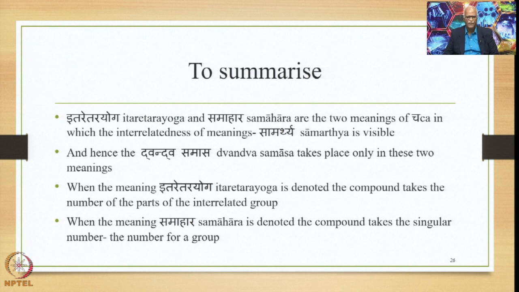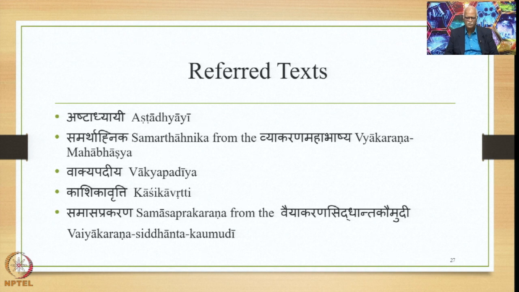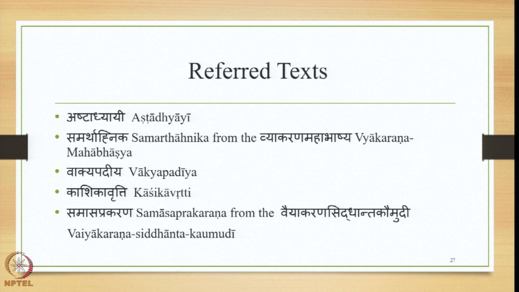To summarize, itaretara yoga and samahara are the two meanings of cha, in which the interrelatedness of meanings, namely samarthya, is visible. And hence the dvandva samasa takes place only in these two meanings. When the meaning itaretara yoga is denoted, the compound takes the number of the parts of the interrelated group. And when the meaning samahara is denoted, the compound takes the singular number, the number for a particular or any group. We continue studying the dvandva samasa and the samasanta pratyaya, as well as ekavad bhava, etc., in the coming lectures.